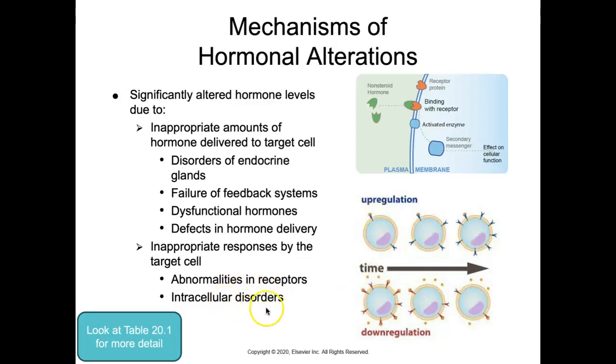We can also have intracellular disorders. Like we said, we have a full cascade that takes place here. So it could be within one of those secondary messengers, such as cyclic AMP, that gets affected and is not routing the proper cascade in order to get the cellular effect that we need from that hormone. I also urge you to check out table 20.1 in your book. It goes into a little more detail regarding these different alterations.